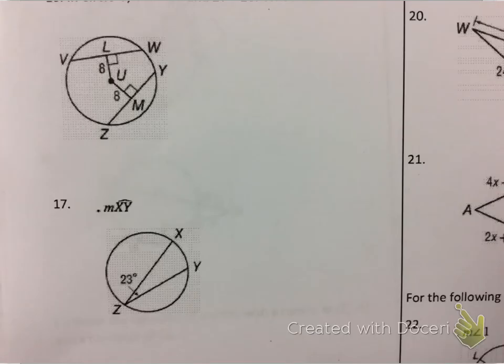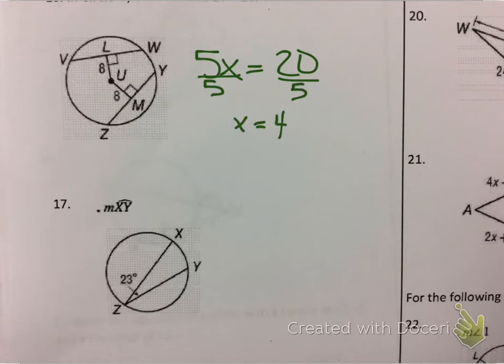Here, because those two lengths from U to L and U to M are equal, then VW and ZY are equal, so I can say 5x equals 20. And then I can simply solve and go from there.